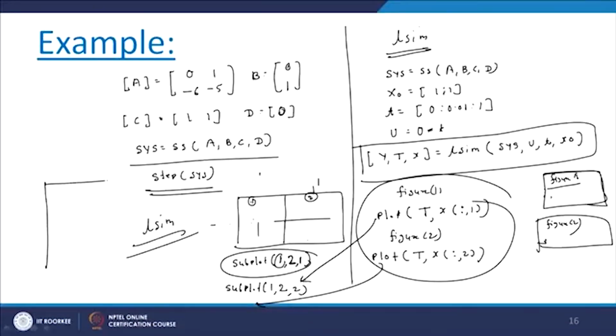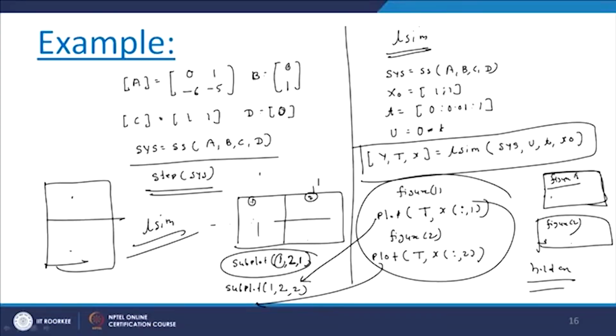Similarly, we can also get a result in this position of the window by means of the subplot command. We can also use the hold on command. If you use hold on, on the same window we can get two results. But sometimes if you want a better understanding of the system, we can go for this response or this response. I think this is far better, because the results are in one particular window.